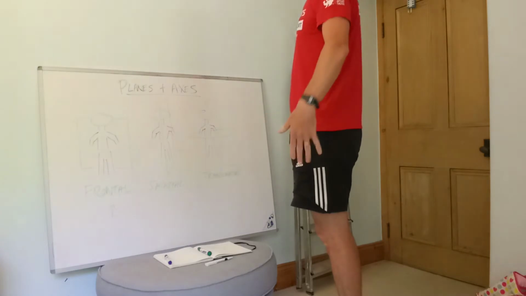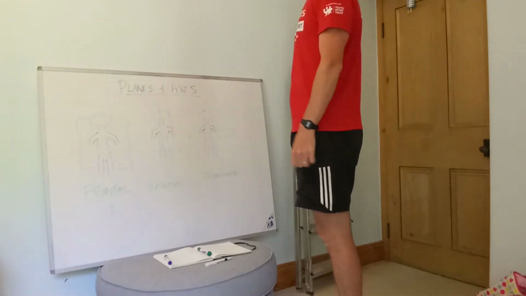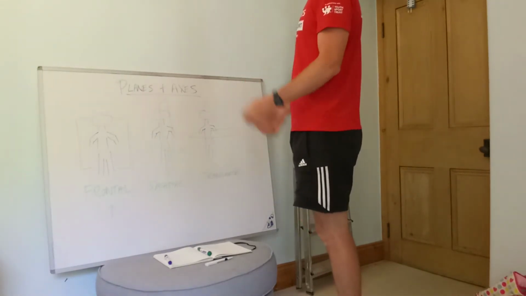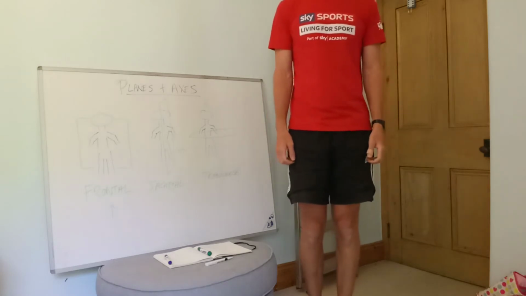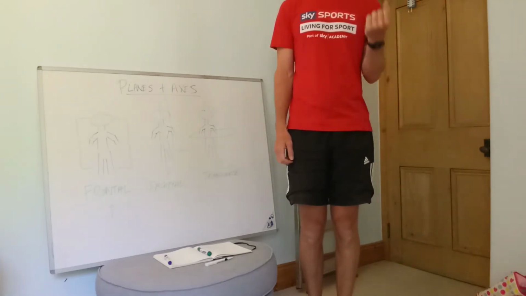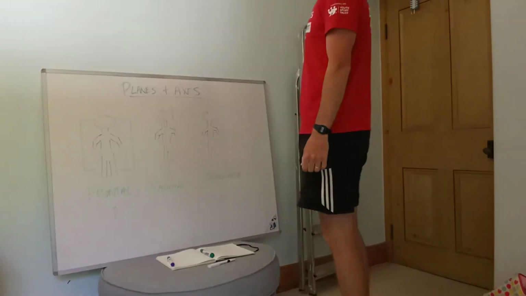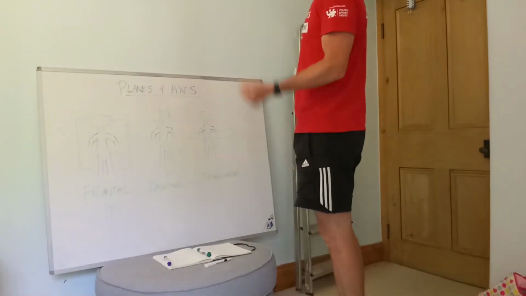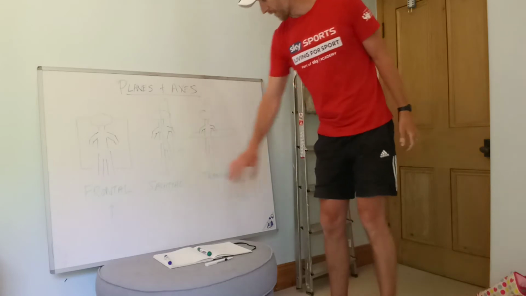Movements happening in the sagittal plane are anything where you can measure them. You couldn't measure elbow flexion from a frontal plane, because you can't see the angle there, whereas from a sagittal plane, you could measure the elbow flexion. So that's the sagittal plane.